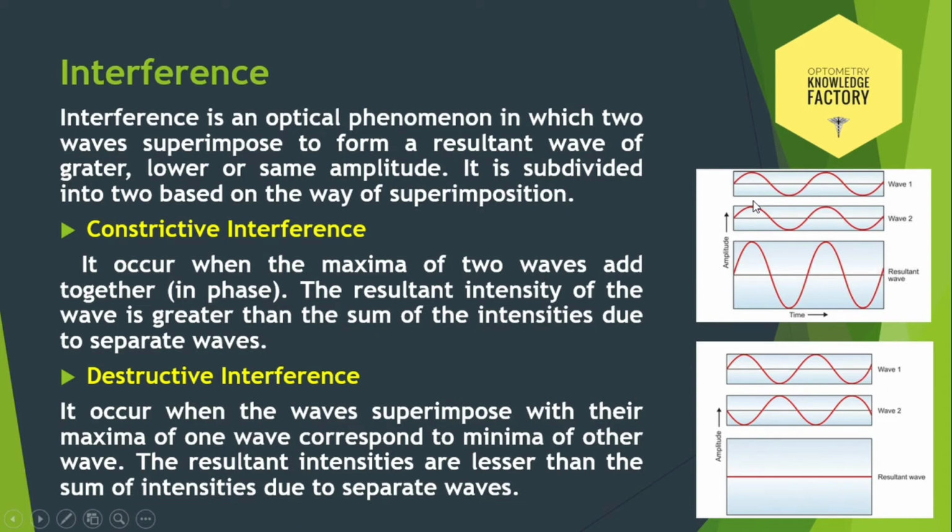Then the second one is destructive interference. It occurs when the waves are superimposed with the maxima of one wave corresponding to the minima of the other wave. The resultant intensity is lesser than the sum of the intensities due to the separate waves.